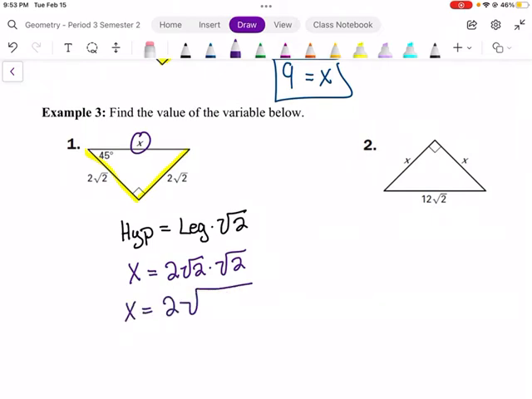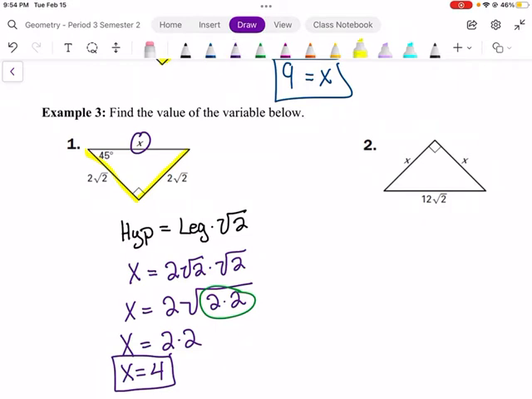X equals, when you multiply two square roots together, you multiply the numbers underneath the square root sign. And remember, when you get a group of 2, you can pull it out from the square root. So we would end up with 2 times 2, which equals 4. If you didn't have that answer, make sure you change it so you have the correct work on your paper.